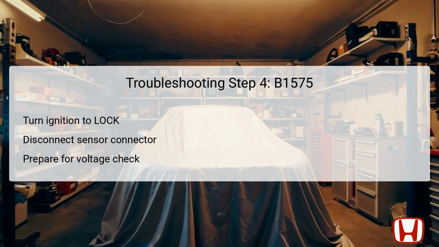Upon confirming that DTC B1575 is still present, the next step involves turning the ignition switch to the lock position to safely conduct further diagnostics. Following this, the technician should disconnect the automatic lighting/sunlight sensor 5P connector. This connector is essential for the sensor's operation, and disconnecting it prepares the system for voltage measurements.